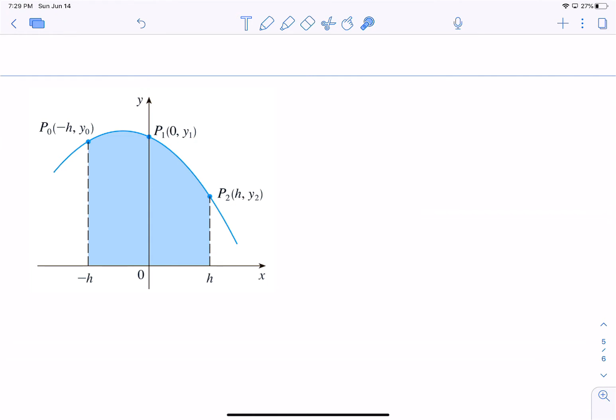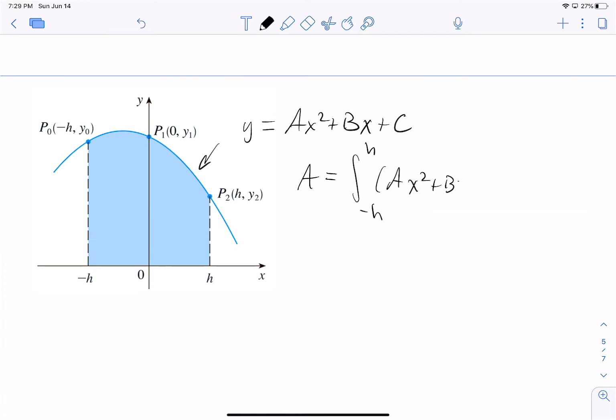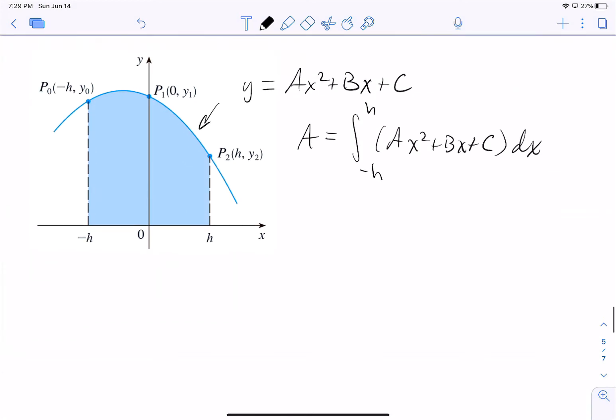We're going to say that the equation of this parabola is y equals ax squared plus bx plus c. And the area underneath this parabola from negative h to h is equal to the integral from negative h to h of the quantity ax squared plus bx plus c dx. Now we're going to split up the terms of this integral in what may be a weird way, but it'll make kind of sense in a minute.